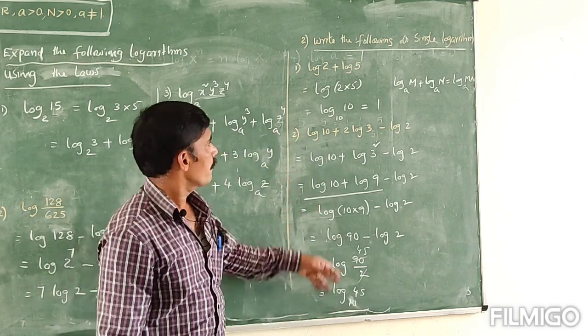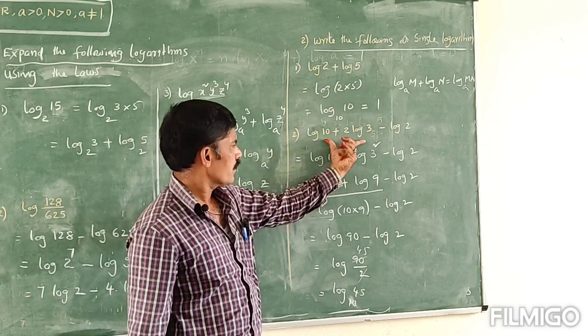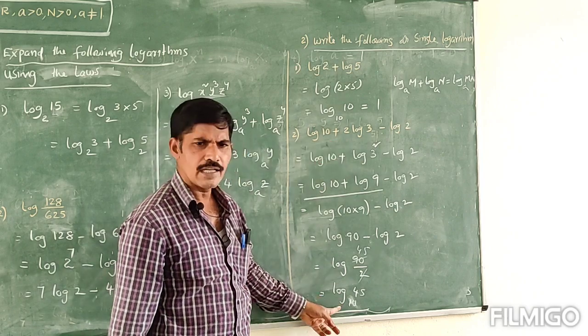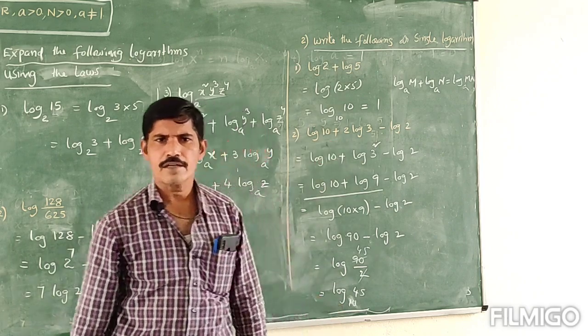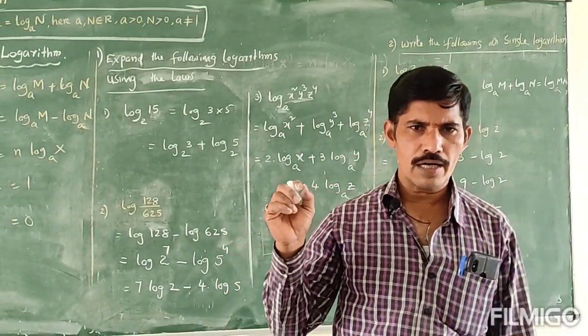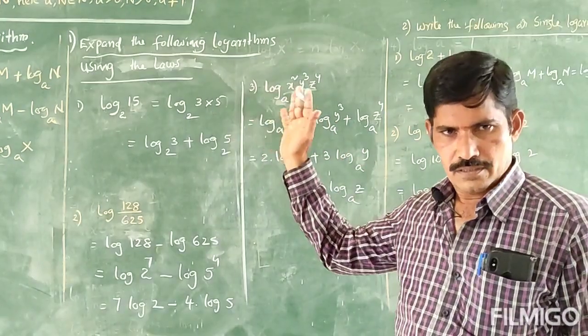What happened here? This is the given expression. We wrote it as a single logarithm. These are the sums on laws of logarithm. You take your textbook and go to logarithms and open the exercise. Do these sums from the textbook.